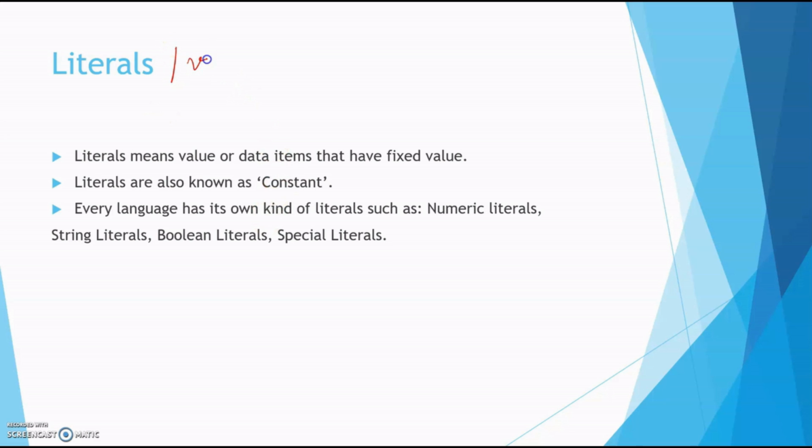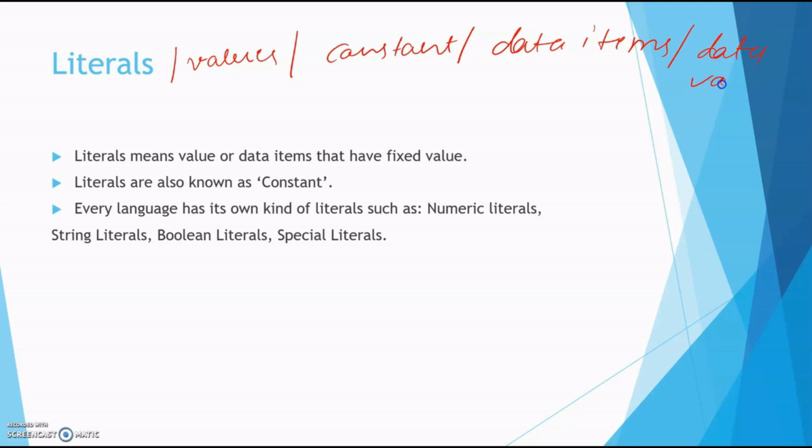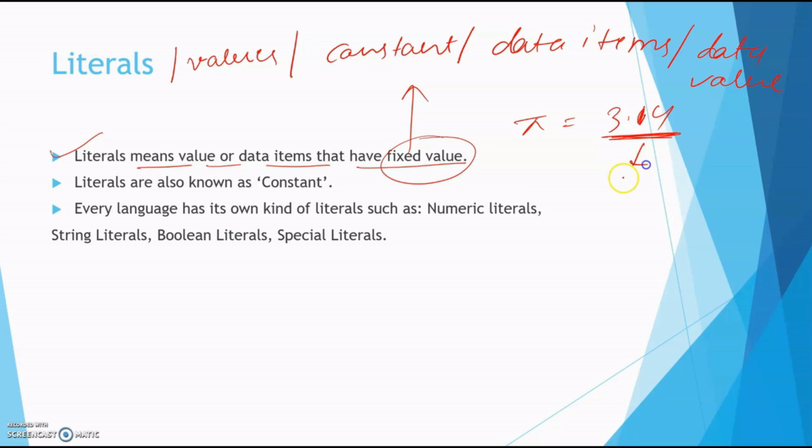Now come to the next, literals. Literals are known as values. Sometimes they are known as constants. They are also known as data items, or sometimes data values. Literals mean values or data items that have a fixed value, that is constant, like pi, 3.14, that is a fixed value, right? Literals are also known as constants.